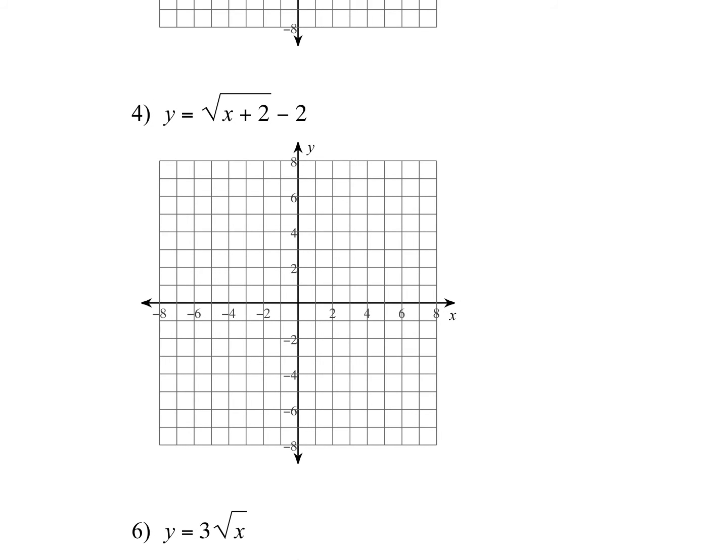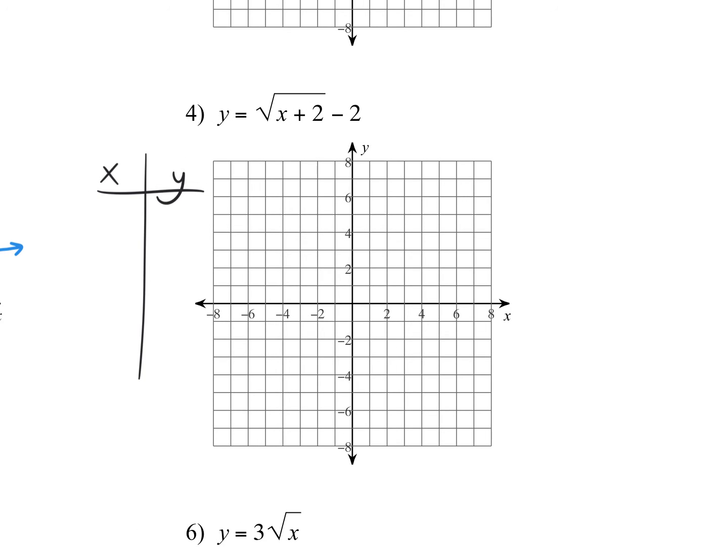Number 4, I've got x's and y's. And looking at my equation here, this x plus 2 means I'm going to shift it horizontally 2. And then this minus 2 means I'm going to shift my function down 2. So normally my x values are 0, 1, 4, and 9. I'm going to subtract 2 from all of these because I'm moving it left 2. And when I subtract 2, I end up with negative 2, negative 1, 2, and 7.